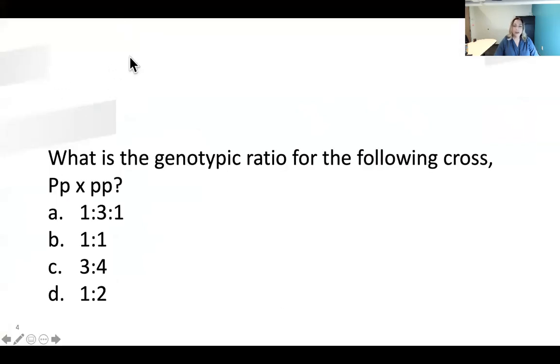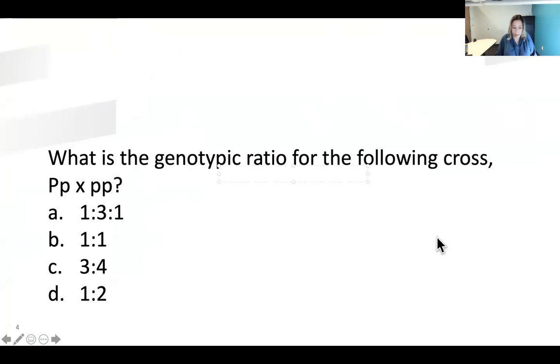Okay, so this is like what you'll see on your genetics quiz. In this problem, I am asking you for the genotypic ratio for the following cross. Now, I would pause the video and try to do this on your own. But for this video, I'm just going to continue to the solution.